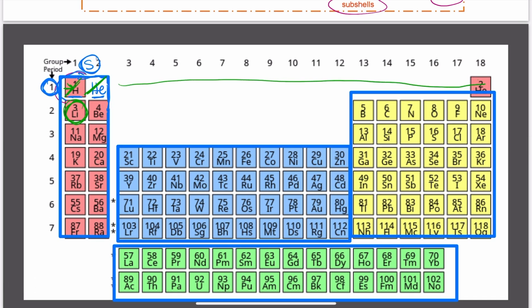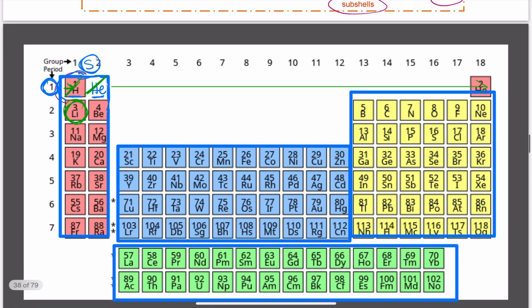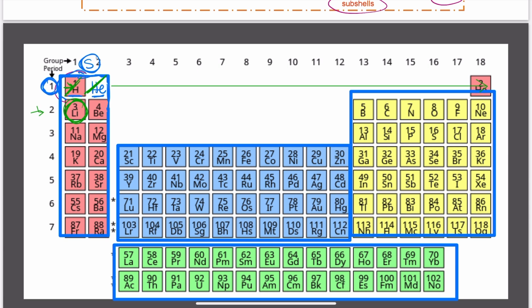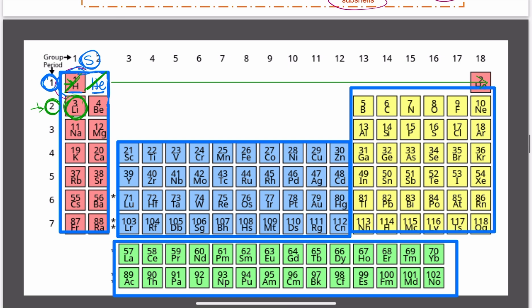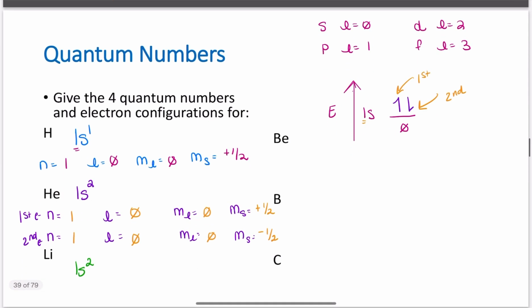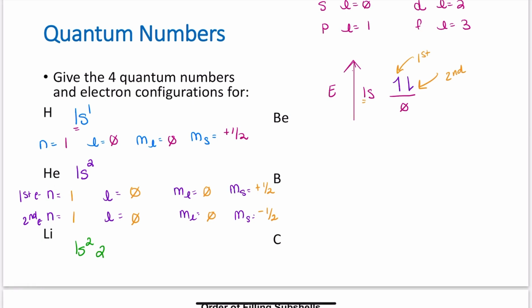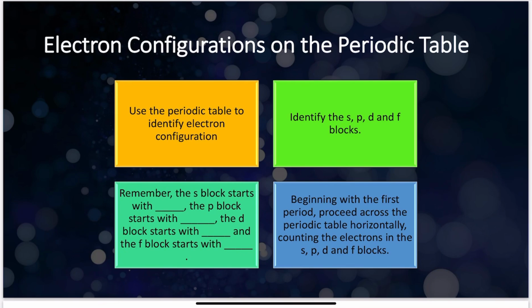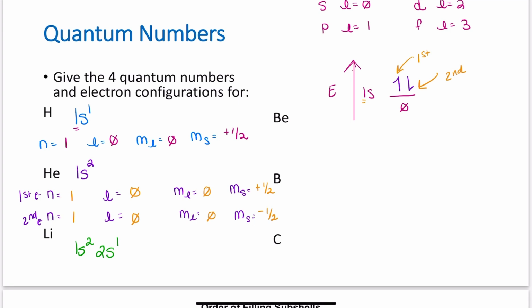I go across the table and there's nothing else there, because helium is on the other side of the table for electron configuration only. So I don't hit any other elements, and now I'm going on to the second energy level. I'm back in the s block, I count one space, and I've reached lithium. So 2 for the second energy level, s for the s block, and 1 for the 1 electron in that species. 1s2, 2s1 is the electron configuration for lithium.